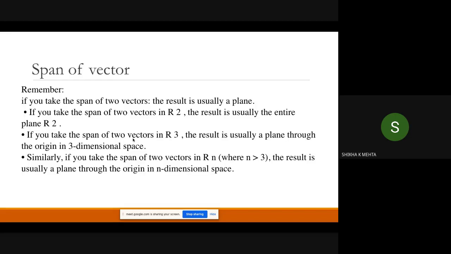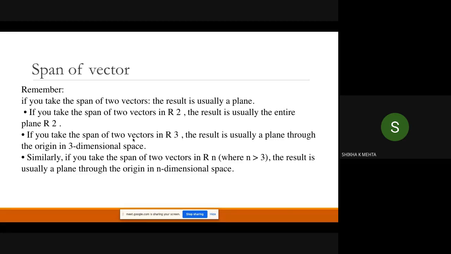And there are certain things that we have to remember. If we take the span of two vectors in R2, the result is usually an entire plane, that is, the complete range. R2 means two dimensions, R3 means three dimensions. So when we take the span of two vectors in three dimensions, the result is usually a plane through the origin in three-dimensional space.